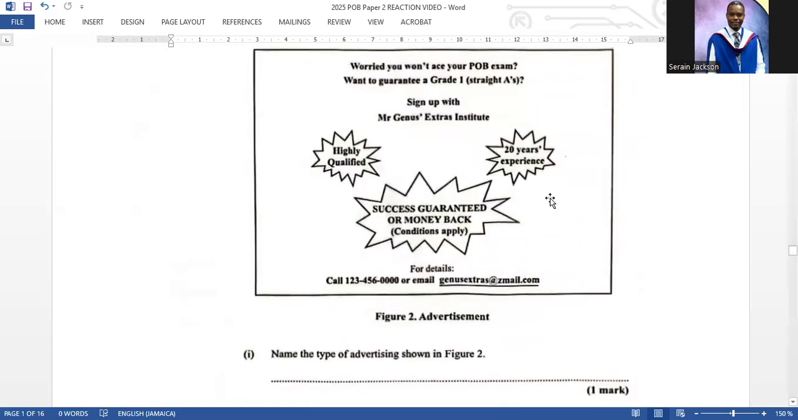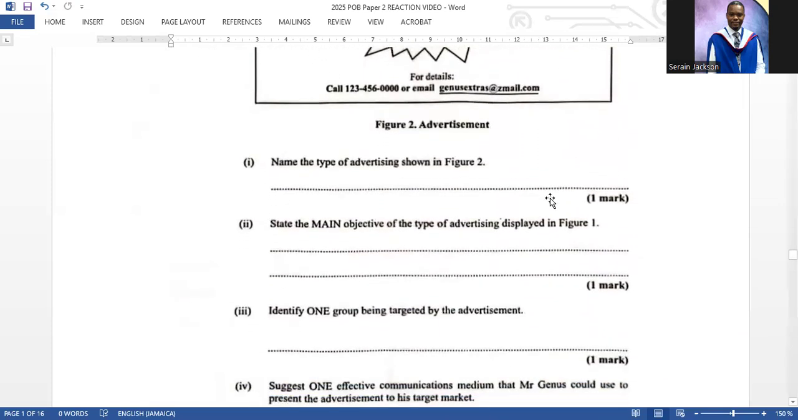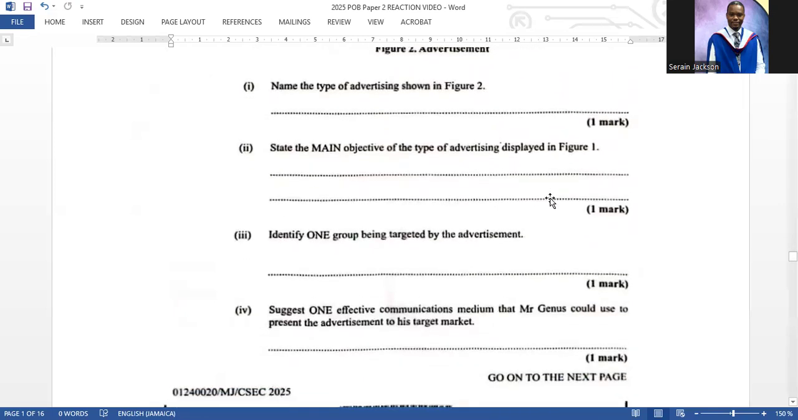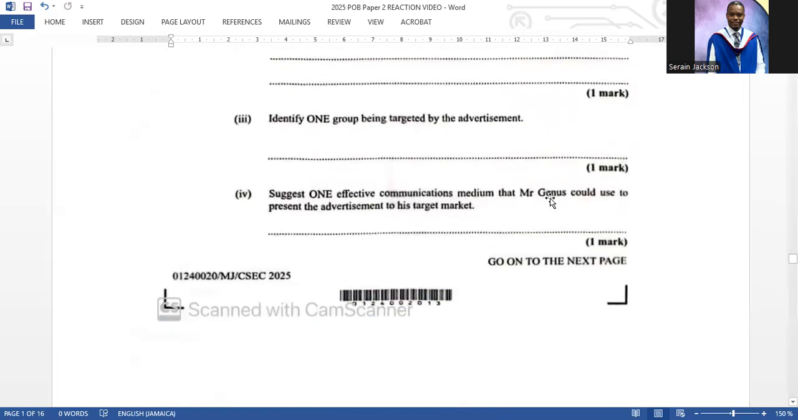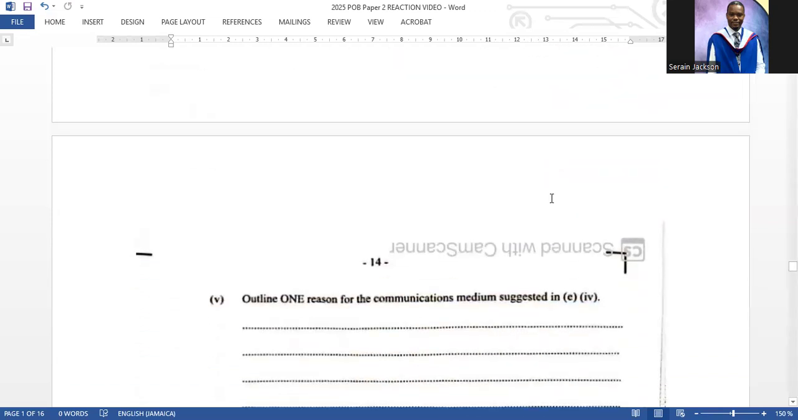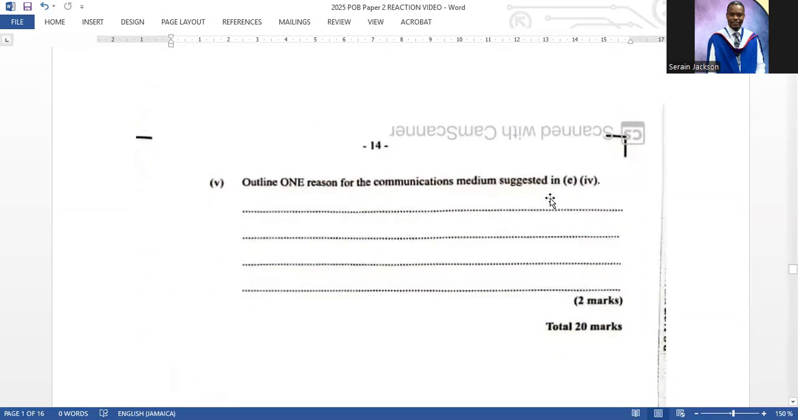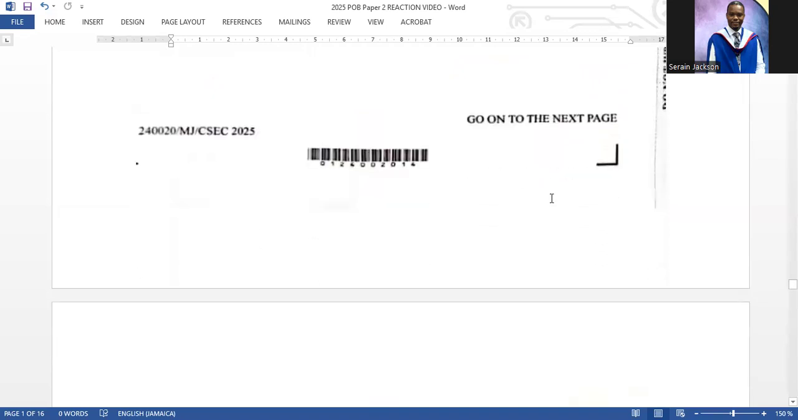Then now you move on to advertisement. The type of advertisement, I would have covered this in my videos as well, right? Main objective for the type of advertisement, identify one group being targeted by the advertisement, right? Effective communication medium. This again is pretty simple, right? Outline one reason for the communication medium suggested. And again, that is pretty straightforward.